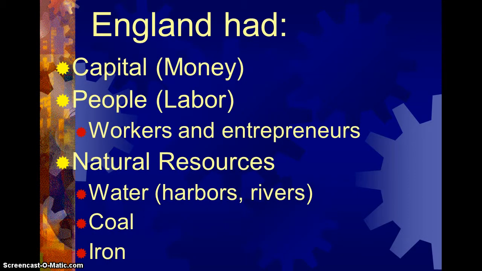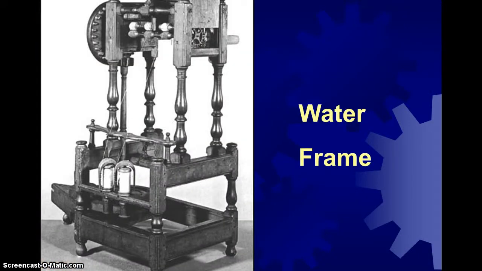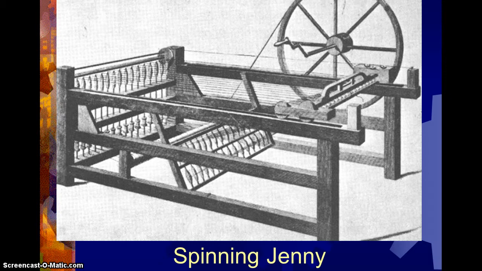Now, let me just say that natural resources are very important, and these are the three most important in the success of the Industrial Revolution: iron, coal, which is fuel, and water for transportation. So, changes in production. It began in the textile industry. New machines like the flying shuttle, invented by John Kay, increased cloth production. The spinning jenny increased yarn production, and then the water frame spun cloth using water power, which was very useful at the time. So here is the flying shuttle, this is a water frame, and here's the spinning jenny.